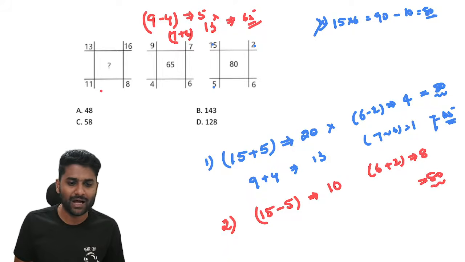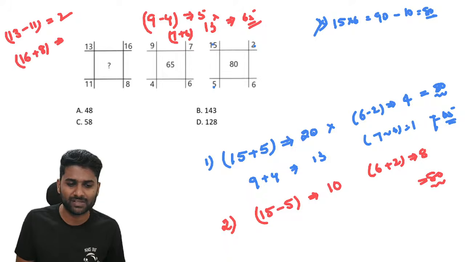So if you want to answer this question in your examination, then you have to take the difference of 13 and 11, which is 2 units, and the sum of 16 and 8, which is 24. If you go through the product, then the resultant becomes 48.